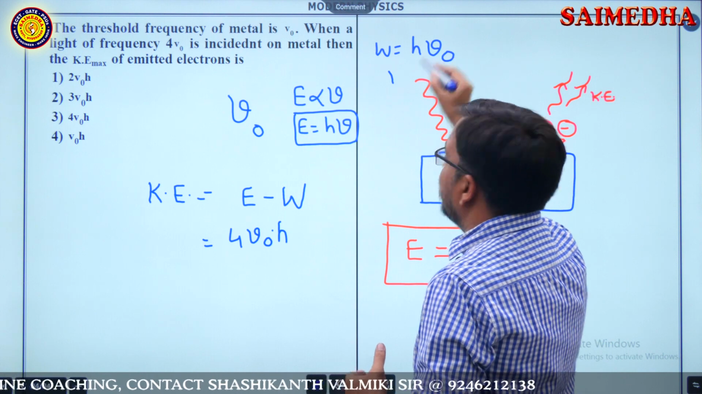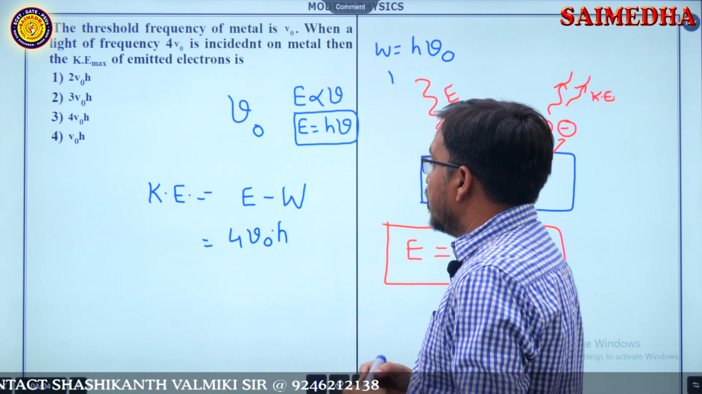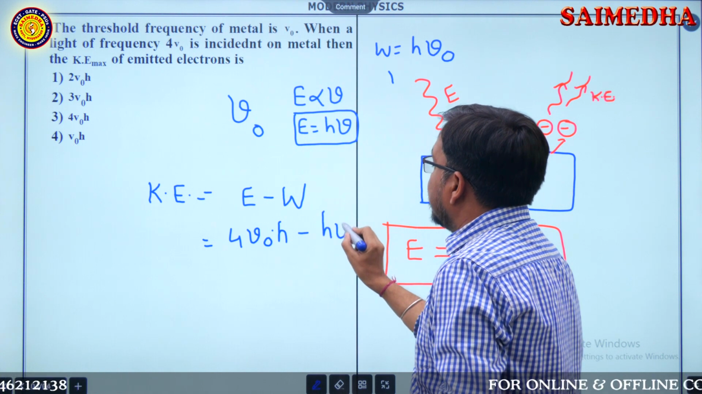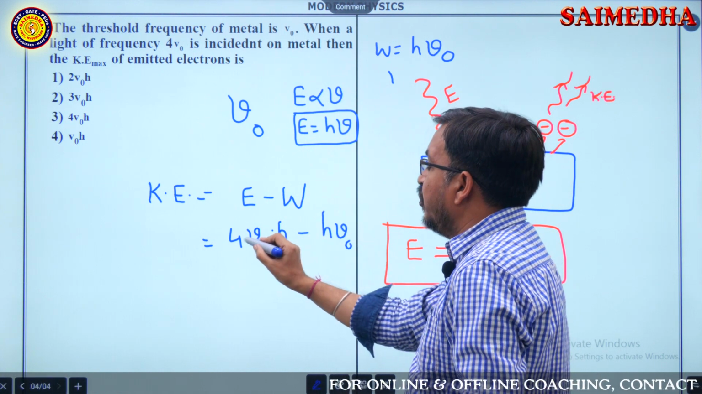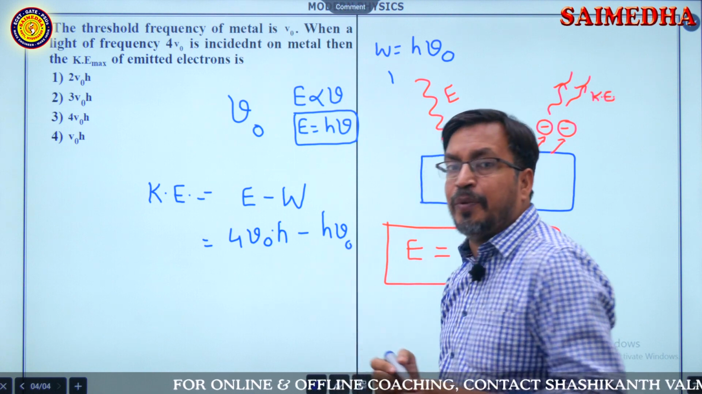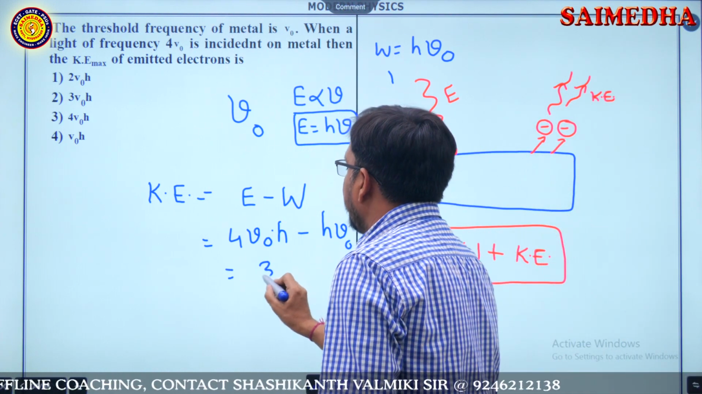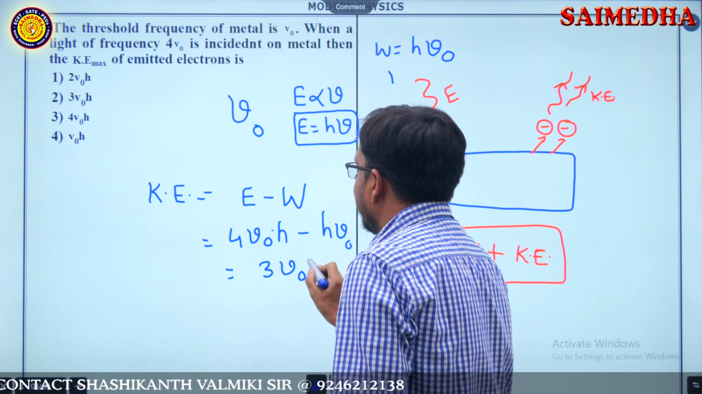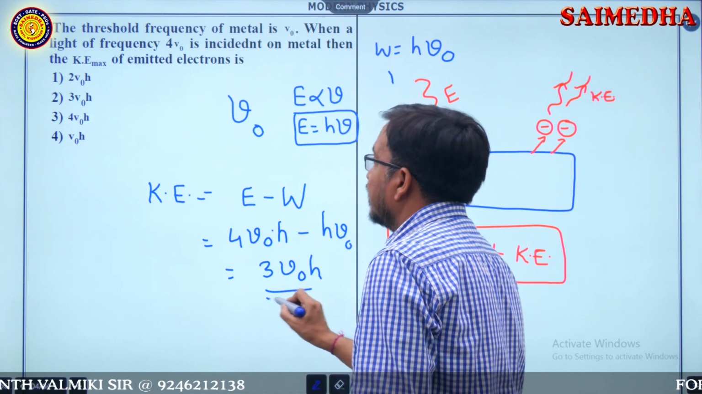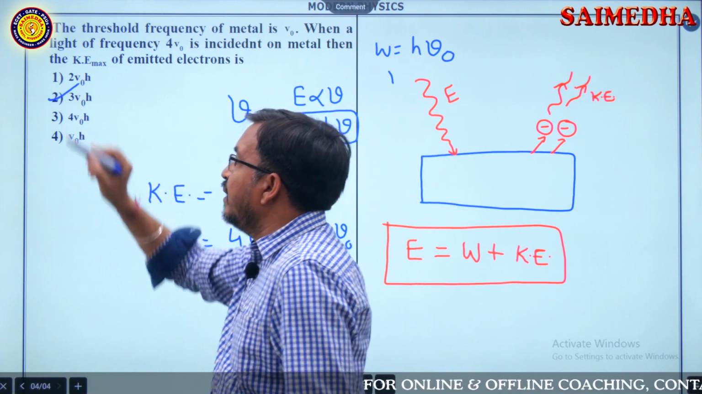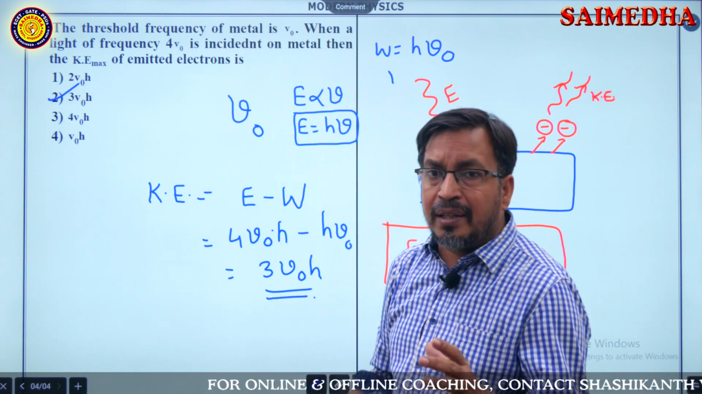Work function equals what? h mu naught. So I am writing here h mu naught. So here 4 h mu naught minus h mu naught. Then what is the kinetic energy? It means 3 mu naught h. This is the answer. In the 4 options, option 2 is correct. What is that one? 3 mu naught h.